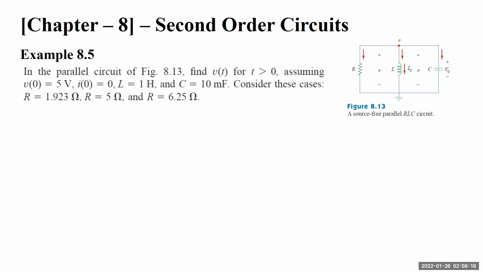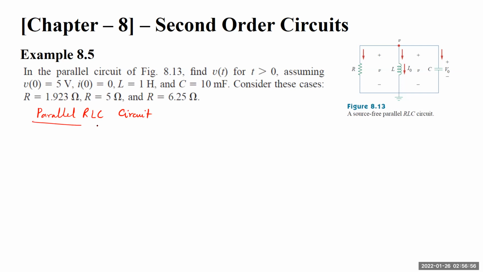This is our next question, and in this question we are given a parallel RLC circuit. It has given us the initial conditions v(0) and i(0), and the values of inductance and capacitance, and it asks us to find the cases for R equals 1.923, R equals this. So basically the values of R are different. We have 3 different values for R. So this is a parallel RLC circuit.